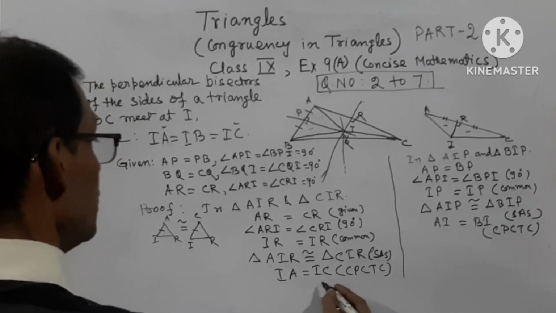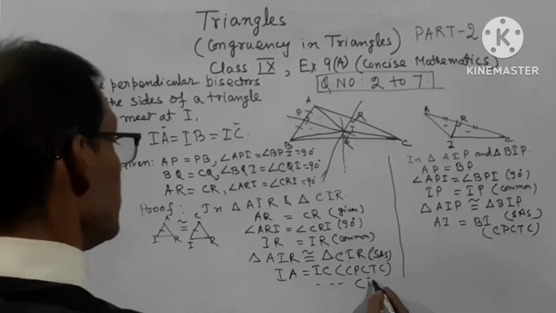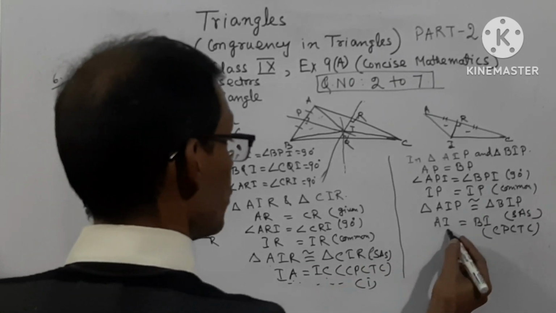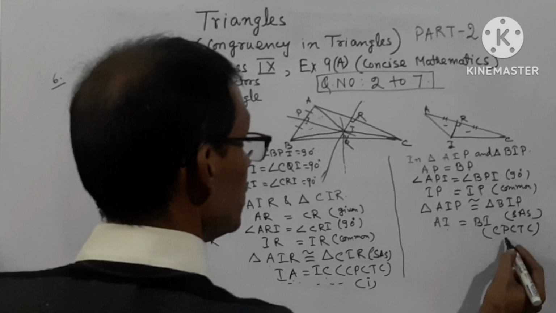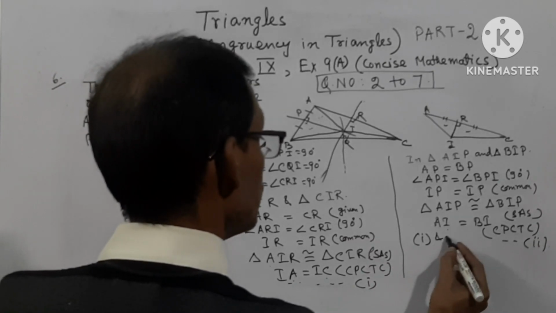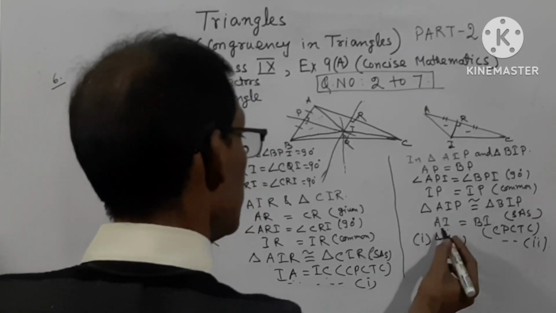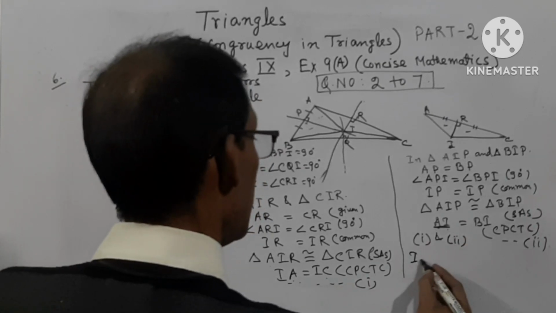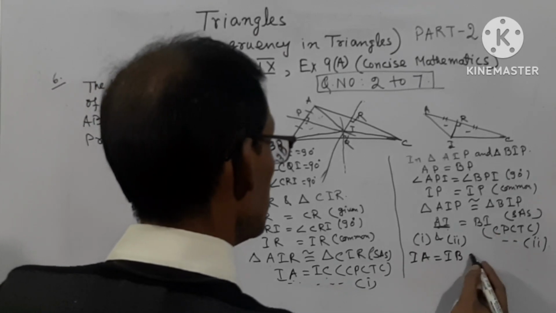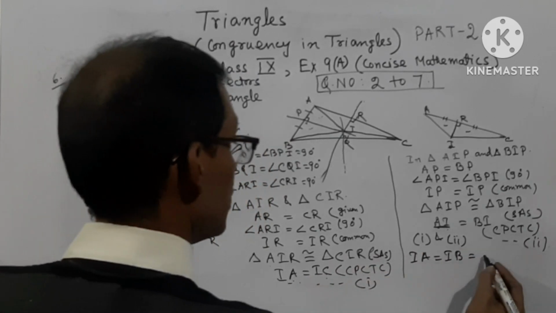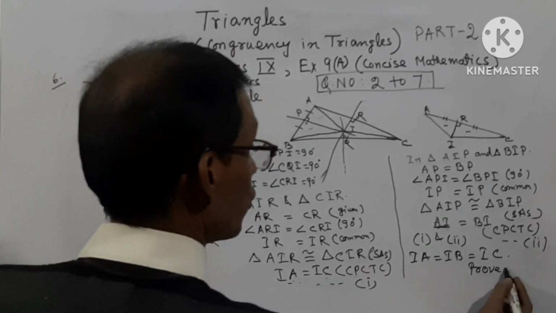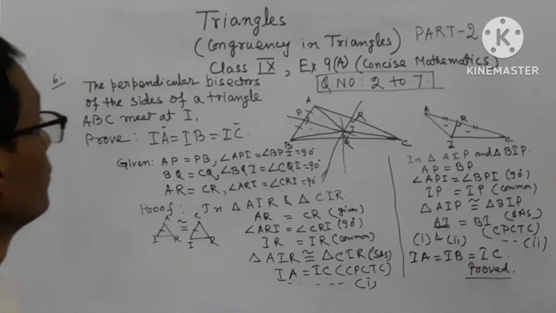See, here we proved IA equal to IC, or AI equal to CI. Here we proved IA equal to BI. So combining 1 and 2, we can write IA equal to IB equal to IC. Already we have proved it. This is our proof. So it is proved.